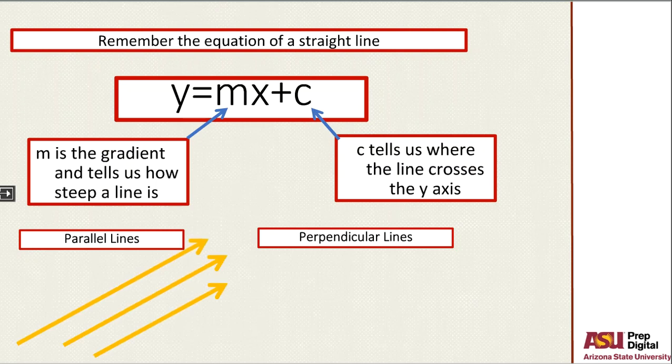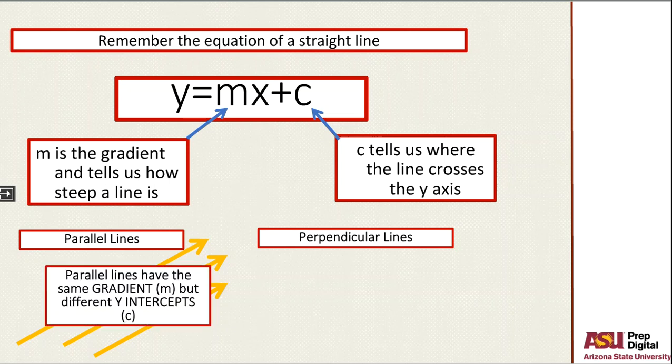The equation of a straight line is y equals mx plus c, where m is the gradient and tells us how steep the line is, and c tells us where the line crosses the y-axis, or the y-intercept. Parallel lines have the same gradient but different y-intercepts. So in order to tell lines are parallel, you're comparing that m value, and it should be exactly the same. If it's the same and they have different c values, then they're parallel lines. They're never going to actually cross.